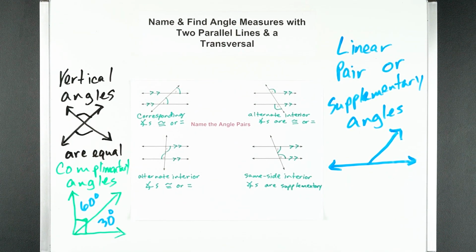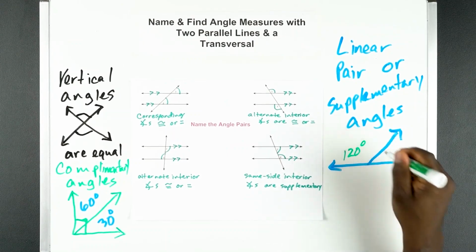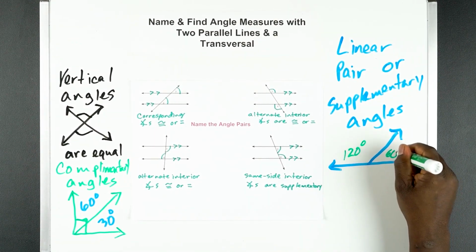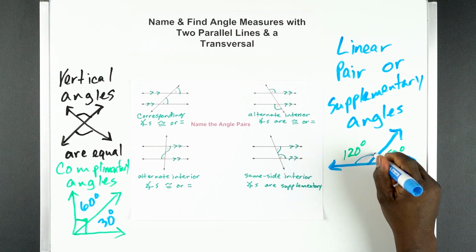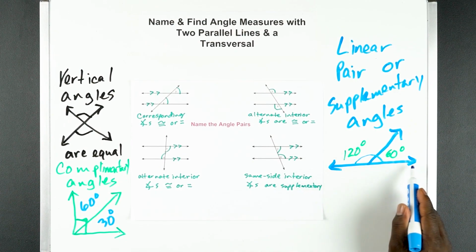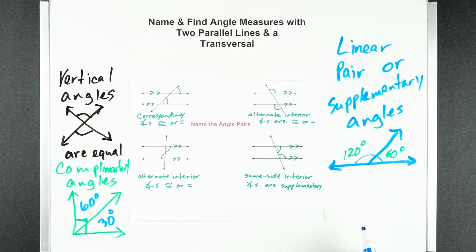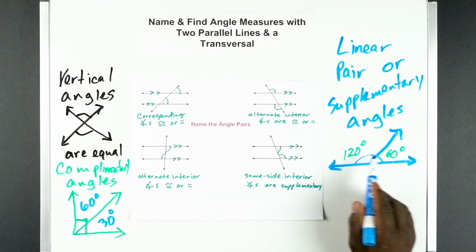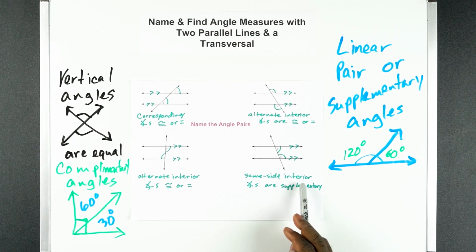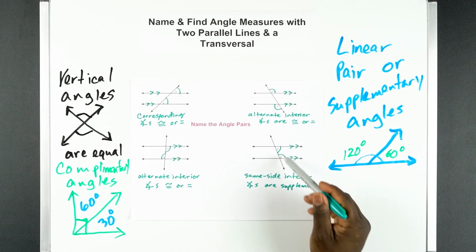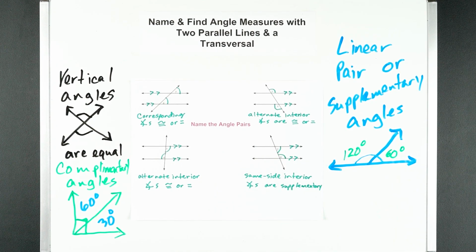And let's say this angle is 120 degrees, and this angle is 60 degrees. So this is a linear pair. And the reason is because you have two angles that form a straight line. That's why we call it a linear pair. But we also refer to this as supplementary angles because these two angles add up to equal 180 degrees. Okay? So going back to same side interior, when we say same side interior angles are supplementary, we mean that these two angles add up to equal 180 degrees.